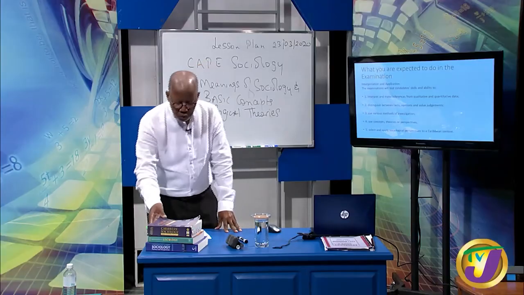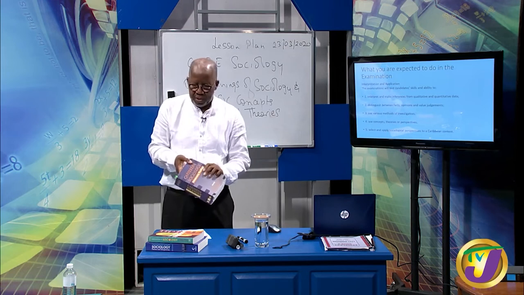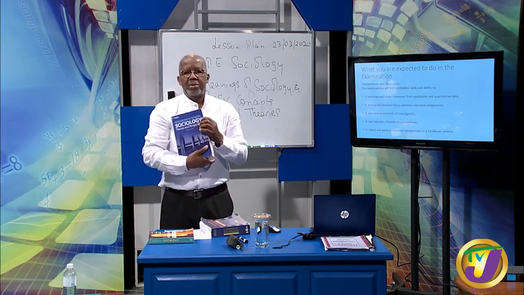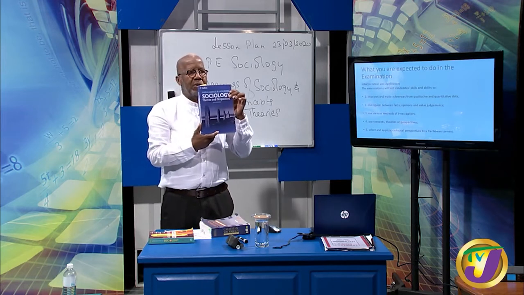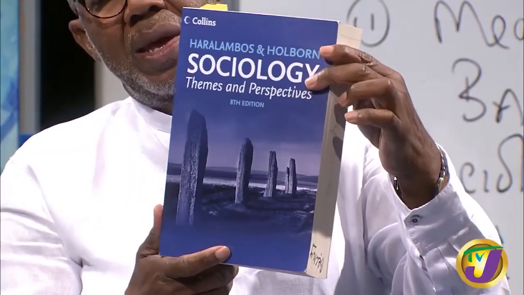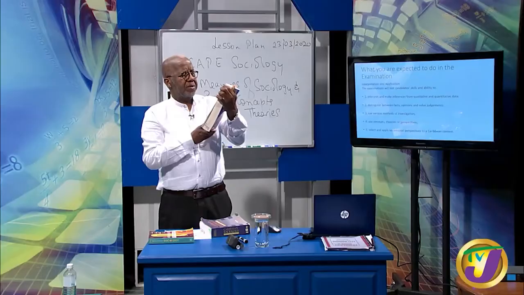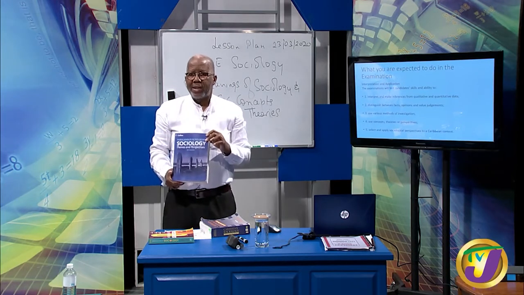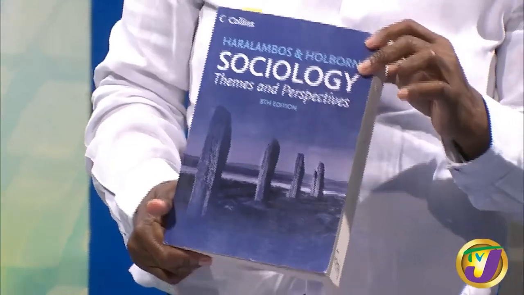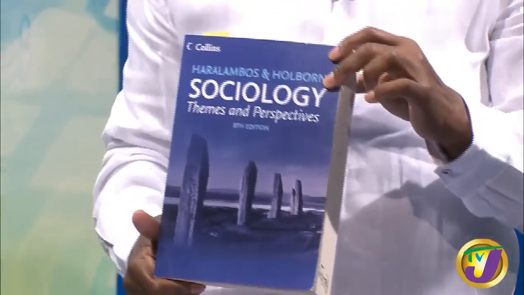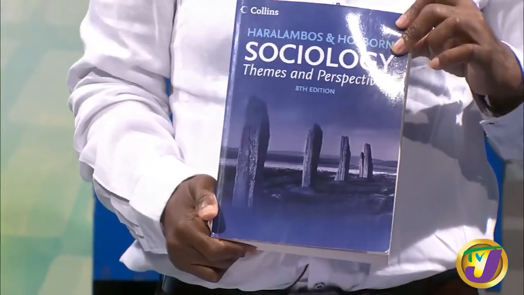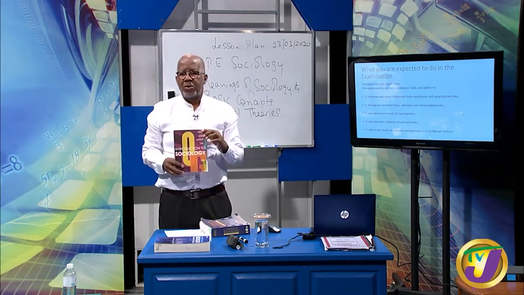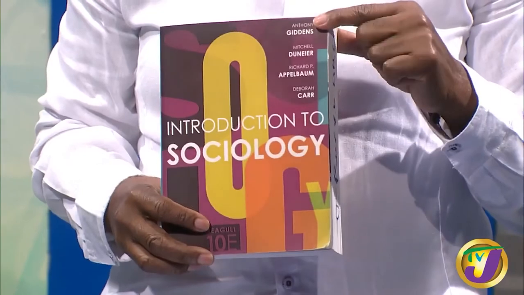I carried a couple of books to show you, because it's important as you prepare that you know what is what. On the syllabus, there is Sociological Themes and Perspectives. This is what we call the Haralambos and Holborn. This is a textbook, so it is a continuous text. You can start, you can read about the introduction, the theories, and so on. So is the Giddens, also a textbook, in terms of continuous text as opposed to a reader.